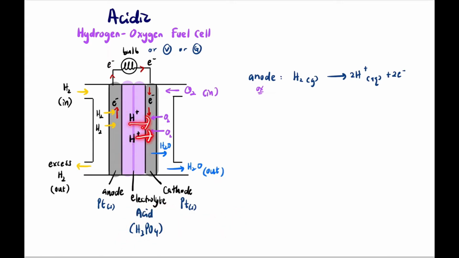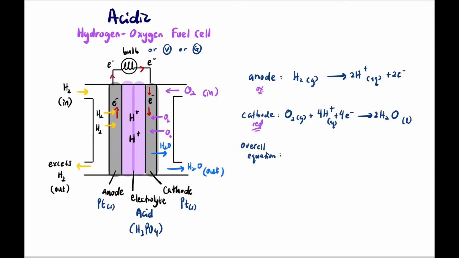And then sampai ke cathode, H+ dengan elektron tadi akan jumpa dengan oxygen. So oxygen akan react dengan H+ dan elektron, which is undergo reduction to produce water as the product. And then we balance the equation. You're going to get 4 H+ there and also 4 electron.